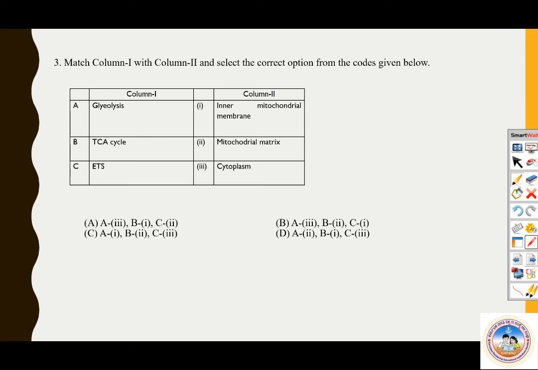TCA cycle, where is it happening? Of course, mitochondria, no doubt. But think for a while, where is it happening? In the mitochondrial matrix or the mitochondrial membrane? Obviously, it is the mitochondrial matrix. So TCA cycle is happening where, children? Mitochondrial matrix. So they have given the direct answer. Next one, third one, ETS. Where is ETS happening? Inner mitochondrial membrane. Am I clear? So what is the option, children? The option is nothing but your B.